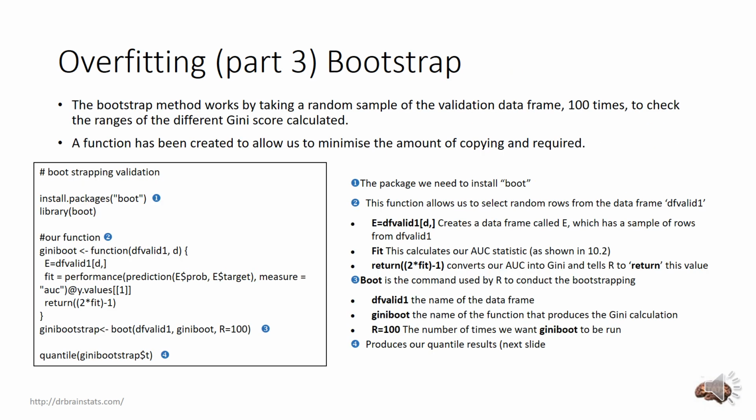Bootstrapping involves taking a random sample of a validation data frame 100 times to check the ranges of the different Gini scores calculated. A function has been created as shown on the slide. And from this, we want our quantile results.